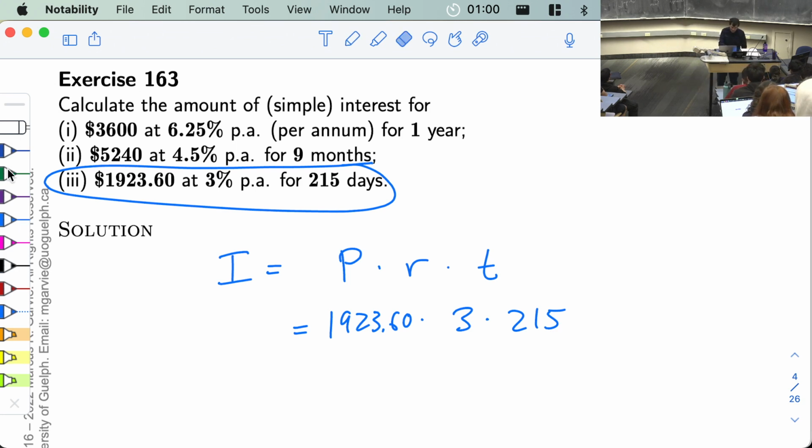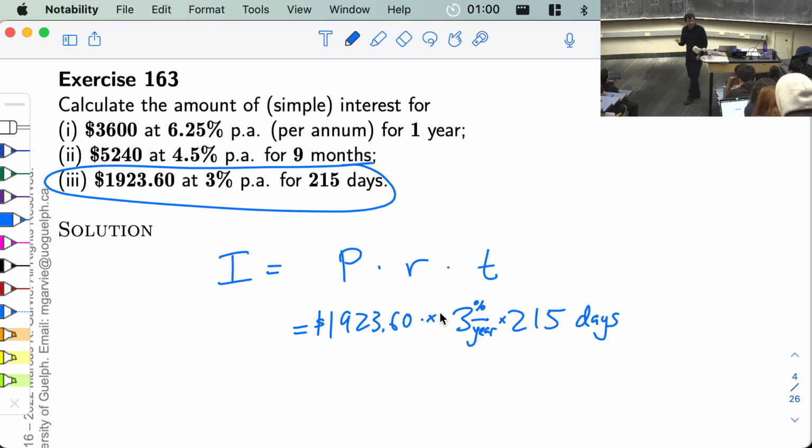Write it with units. What are the units here? This is in dollars. 3 is actually 3% per year. So if you want, you can write it as 3% per year with the years on the bottom. And it's 215 days. So now it's perfectly correct. Before, without the units, you would actually get the wrong answer. You would type it into your calculator, you would get something wrong.